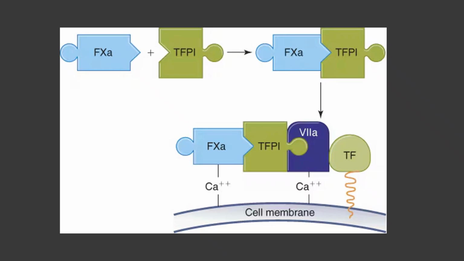TFPI pairs up with this excess activated factor 10, and this complex shuts down the tissue factor and factor 7 complex that we call the extrinsic kinase. At this point, in normal patients, the intrinsic pathway takes over so that we can fully stabilize the fibrin clot. Hemophiliacs don't have that second stage. They have no factor 8 to take over for the extrinsic pathway that's been shut down by TFPI.